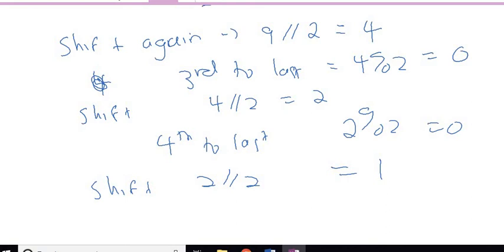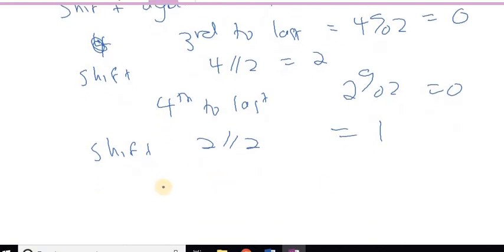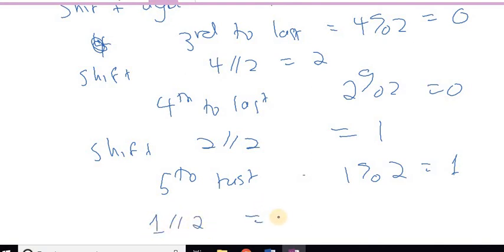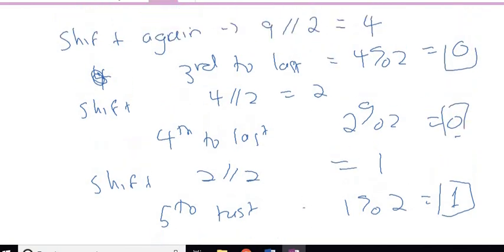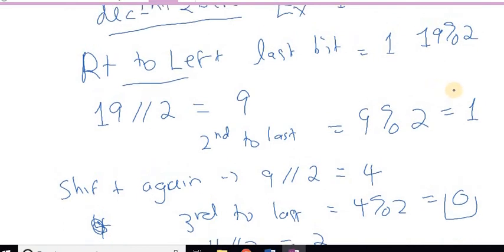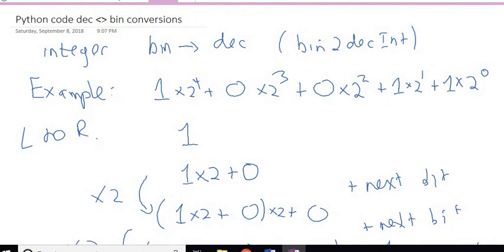Okay, and then the last bit is 1 integer divided by 2. So the fifth to last is going to be 1 remainder 2, and that's just 1. Okay, and then 1 integer divided by 2 is 0. Okay, so if you pick up these bits, 1, 0, 0, 1, 1, you can read these bits all together.